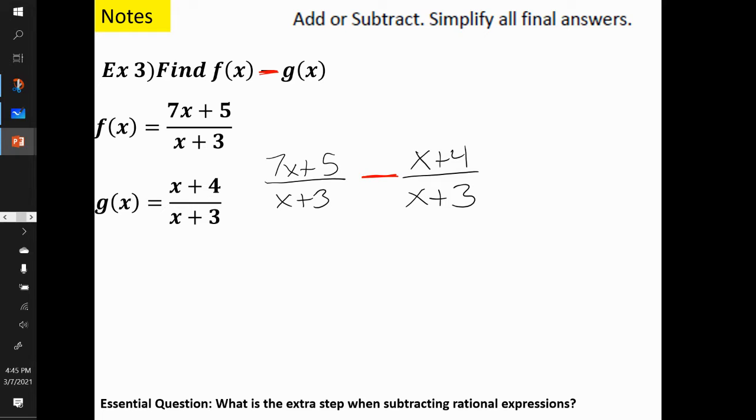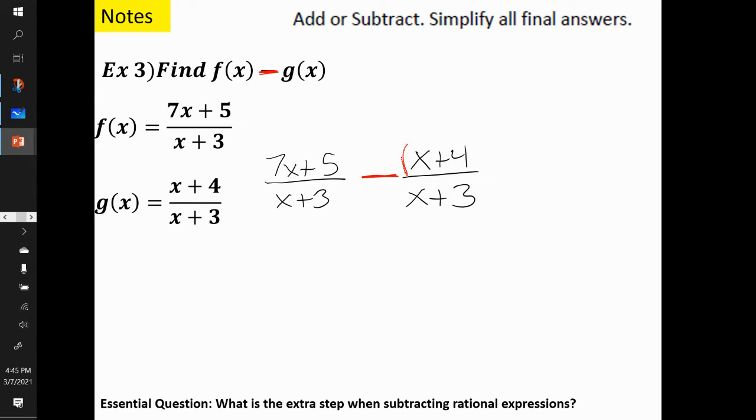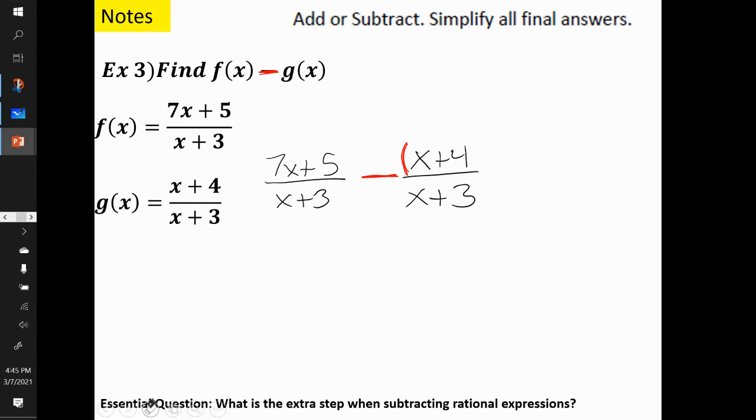add the tops. But before we do that, remember our essential question says, what is the extra step when subtracting rational expressions? So here's that extra step. I want you to think of this as a parentheses over it. And what you have to do is you must distribute that negative. So think of it, that means do the opposite. Do the opposite of both of those on the top.